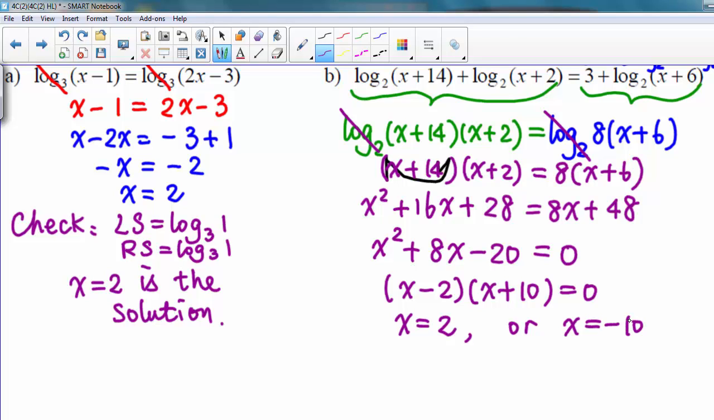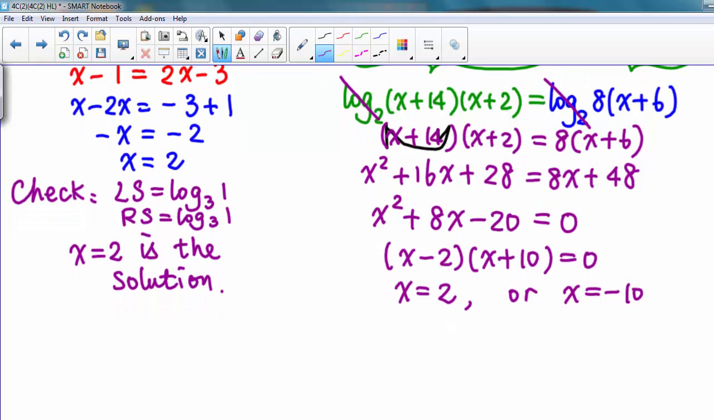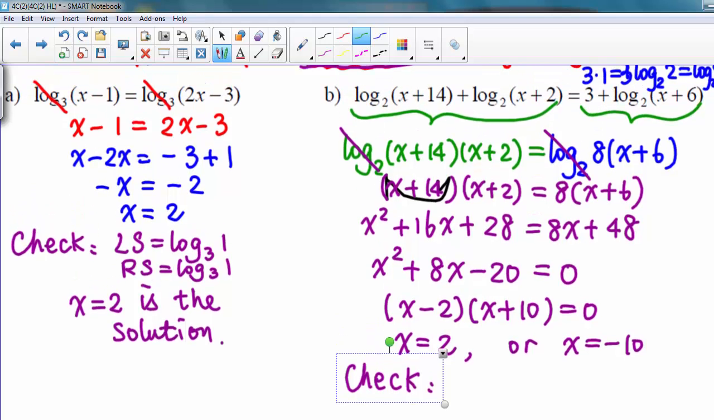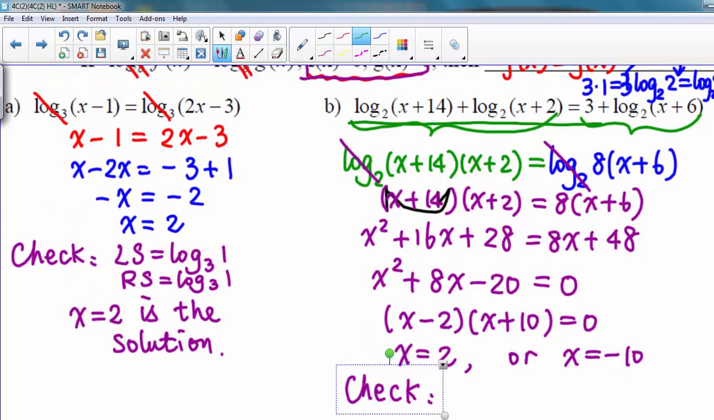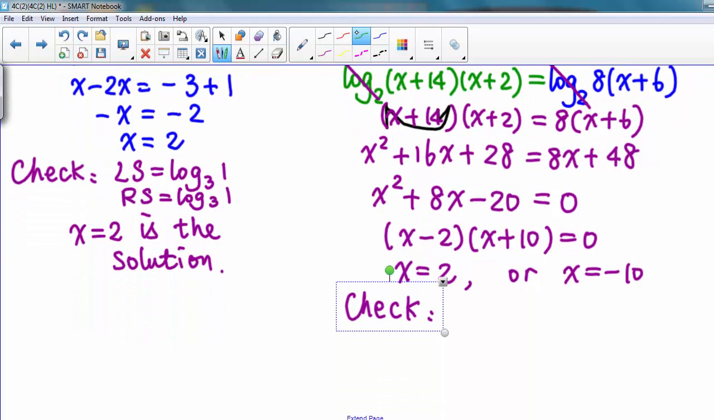But are both of these two solutions the solutions of this log equation? I don't know yet. So what I need to do is check which one is the solution, which one is not the solution. When you check the solution, you need to put the solutions back into the very original equation. This is the initial one. So I put x equals 2 back into the initial one.